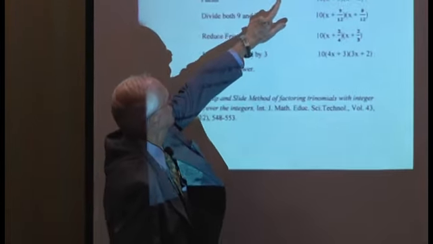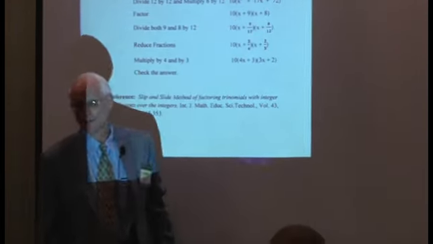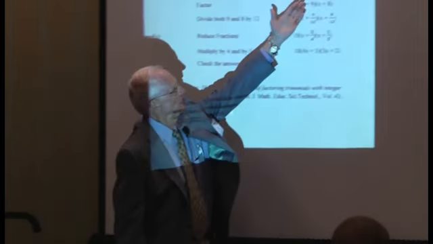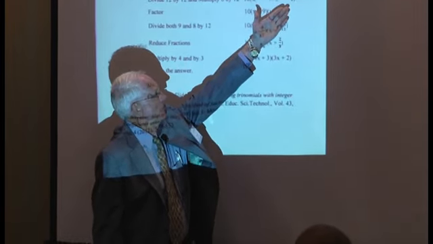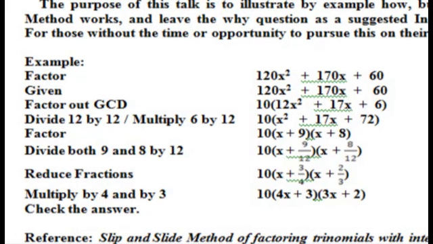Okay, the next step: this part, x squared plus 17x plus 72. If you see a 9 times 8 and add to 17, that's easy to factor as x plus 9, x plus 8. So that's the easy step. That factoring is very easy. But now, to compensate for all this we've done up here, we're going to divide this one by 12, and we're going to divide that one by 12. We used that 12 up there twice.